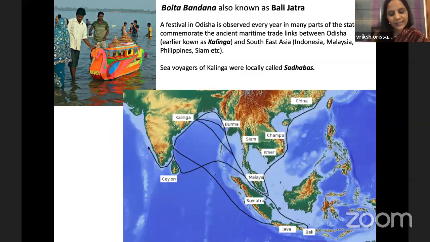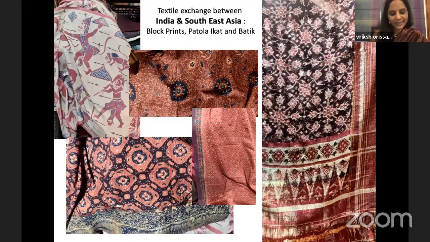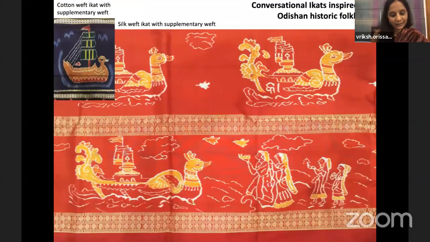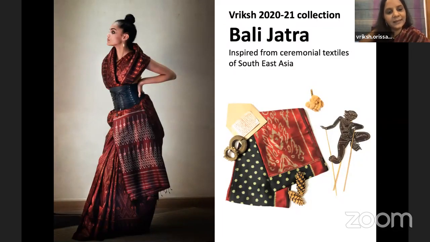To give you an example, in the region I work in, Orissa, there is a festival called Bali Jatra, celebrated every year in many parts of the state to commemorate the ancient maritime trade links between Orissa, earlier known as Kalinga, and Southeast Asia. And ikats, along with other textiles like batik and block prints, formed an important part of this trade culture. And you will find this history illustrated even today by ikat weavers in their local saris and textiles. Our recent collection at Bricks is also based on Bali Jatra, where we extensively researched the motifs, colors, patterns, and narratives of this unique cultural exchange, reflecting distinct characteristics from every region.